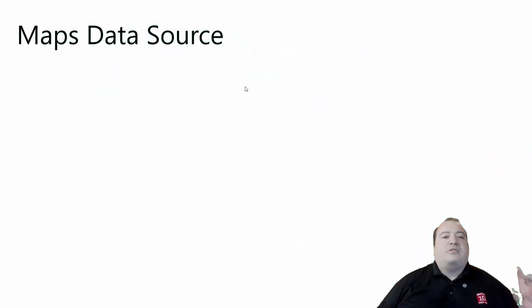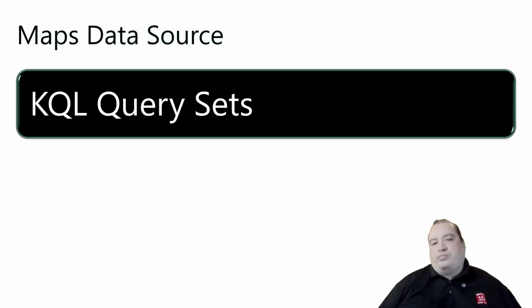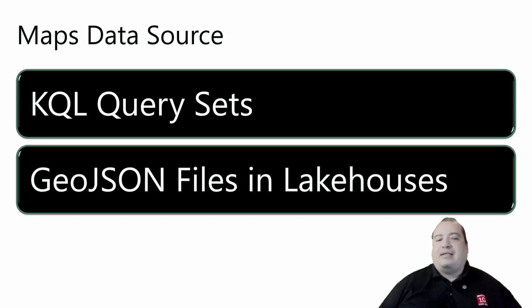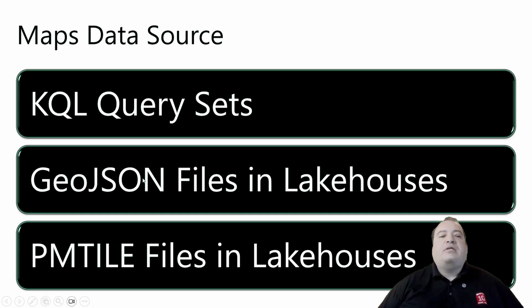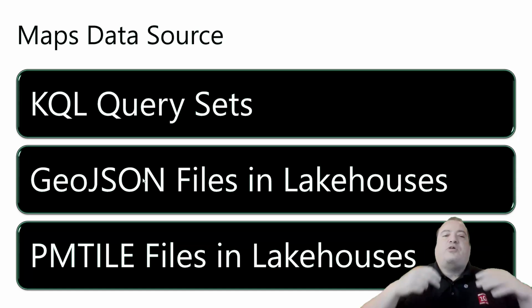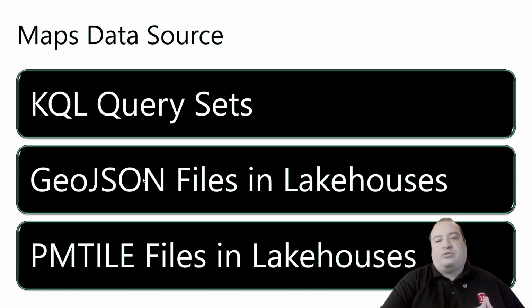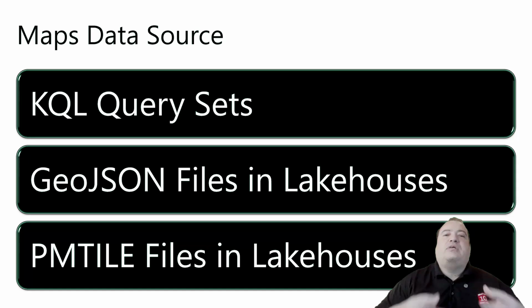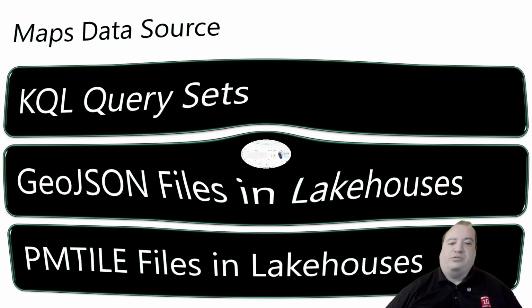What other data sources can we use with the Map object? We can use KQL Querysets. This is interesting. I'll talk more about the Querysets. We can use GeoJSON files in Lakehouse, and you can use PM tile files in Lakehouse. The source for a map object can be an eventhouse or the files in a Lakehouse, either one or the other. In this video I'll show only the eventhouse example. The other ones we'll see in other videos.